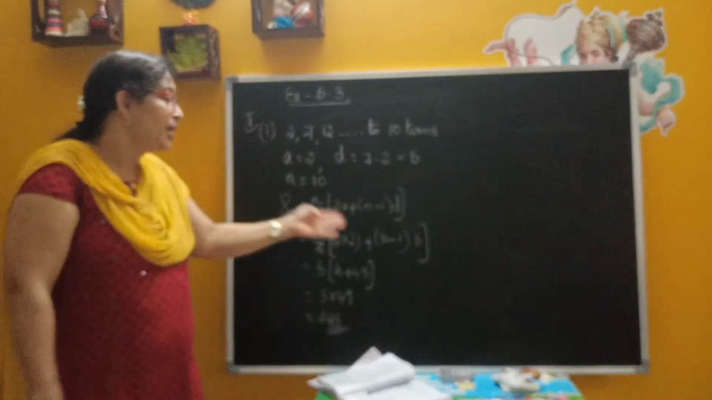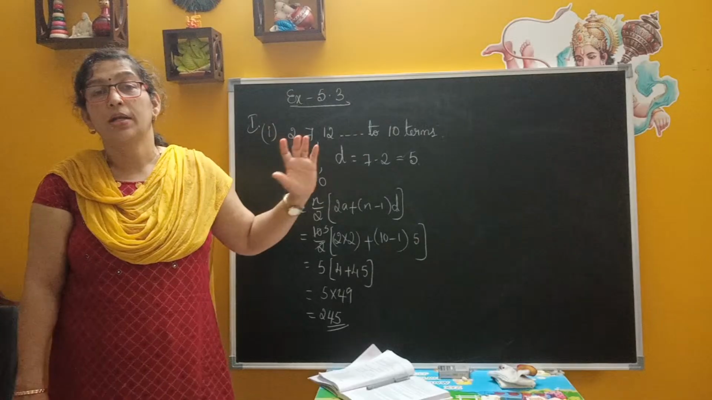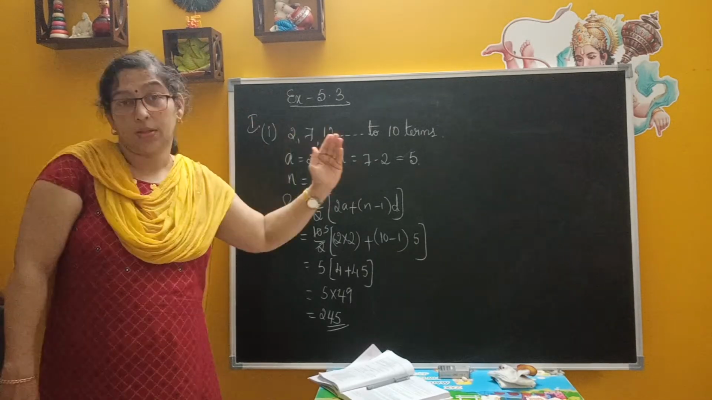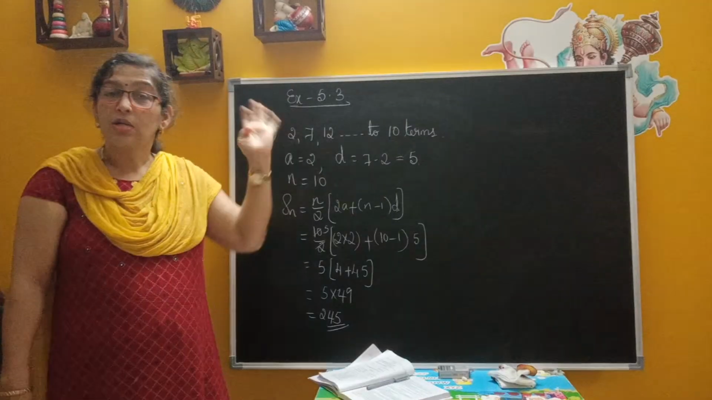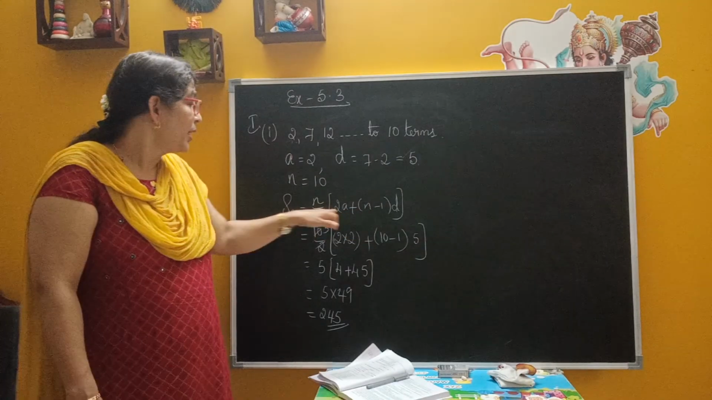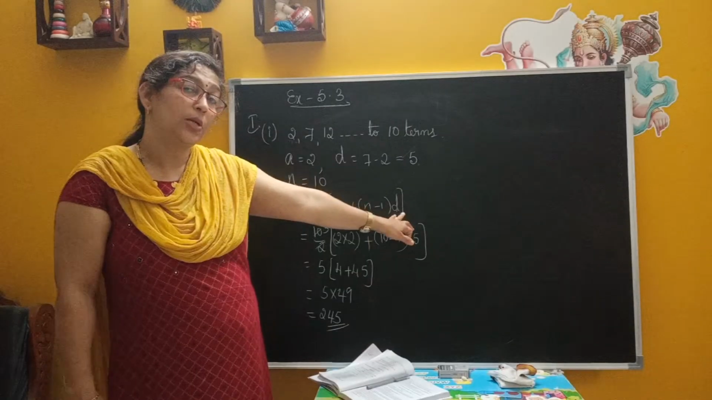Then he invented the formula to find the sum of the first 100 natural numbers, or any numbers given in order. He used a technique and finally he got this formula, that is n by 2 into 2a plus n minus 1 into d. This formula was invented by him.